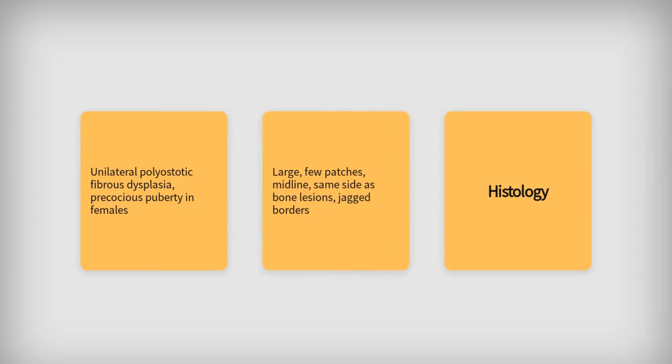Grossly, these macules are large, few, located in the midline on the same side as bone lesions, and have jagged borders. Histologically, there is hyperpigmentation of the basal layer, but the number and size of melanocytes remain normal.